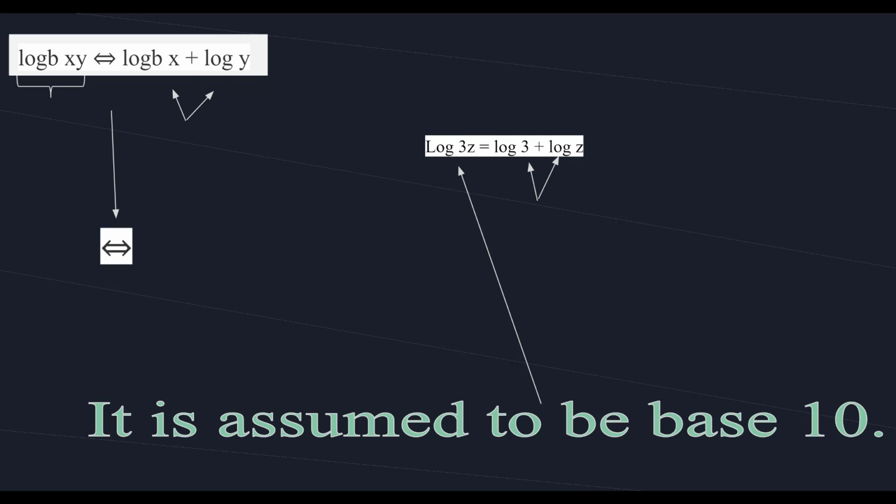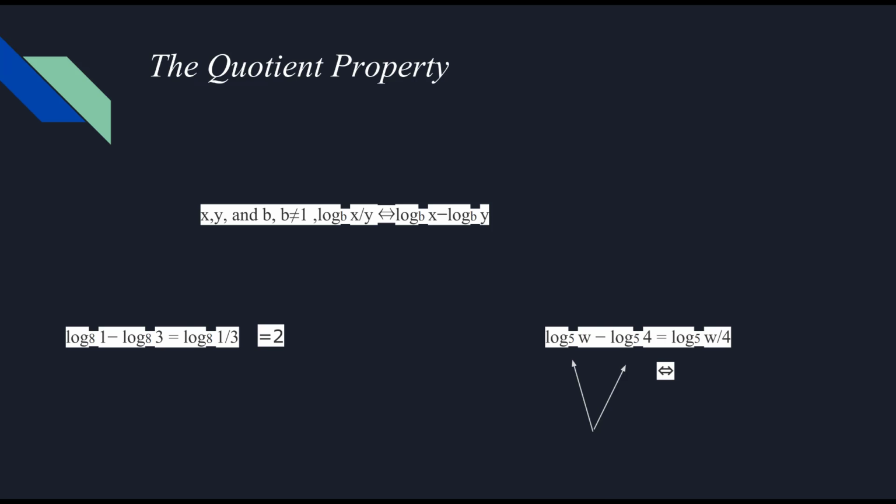The second property would discuss the division property, or, if you'd like to call it, the quotient property. If we wanted to state this property, we would say that the log of the quotient is equal to the difference of the logs. Now, I think you get what this property is stating. For any positive numbers x, y, and b does not equal 1, log base b of x over y can be reversed to log base b of x minus log base b of y.